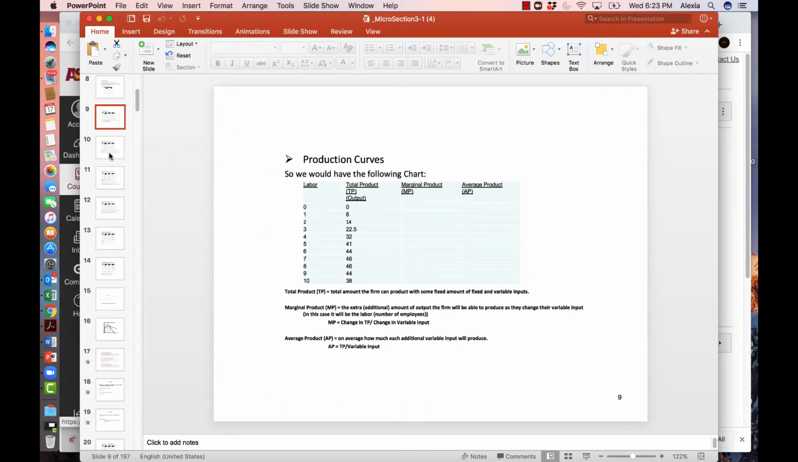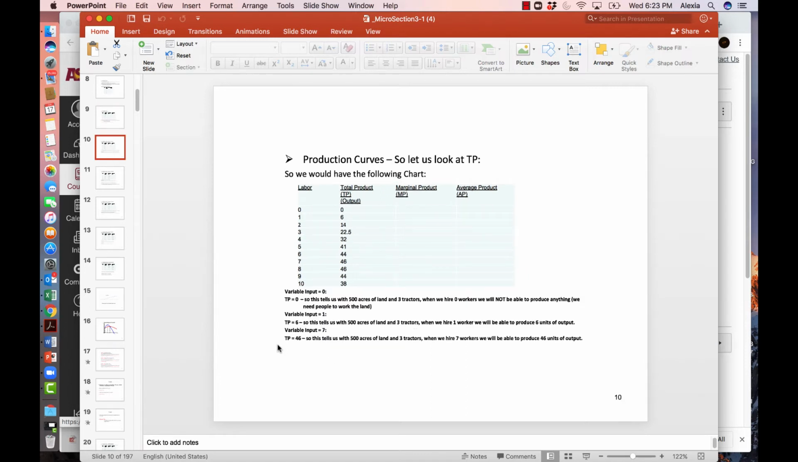So what we're going to do here is figure out marginal product and average product. This right here, down here, is just doing what I had previously mentioned: how you interpret what this number means. You need to understand that.